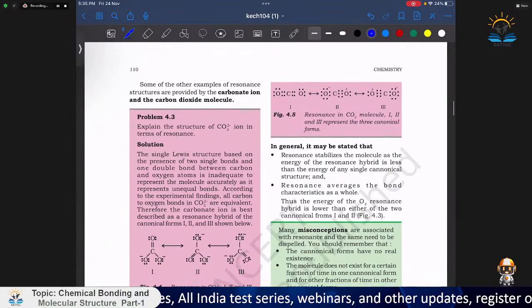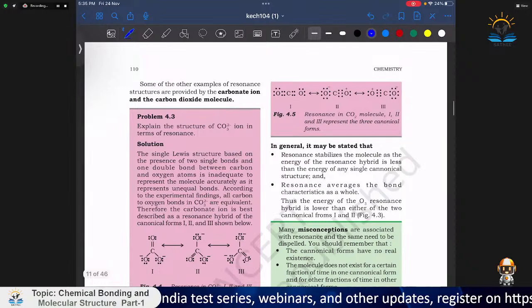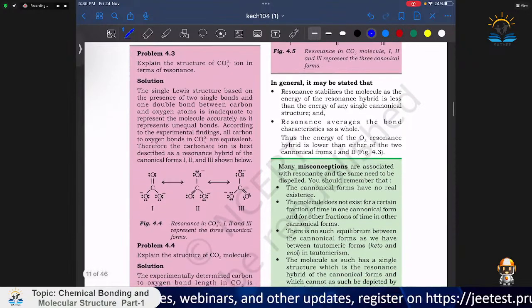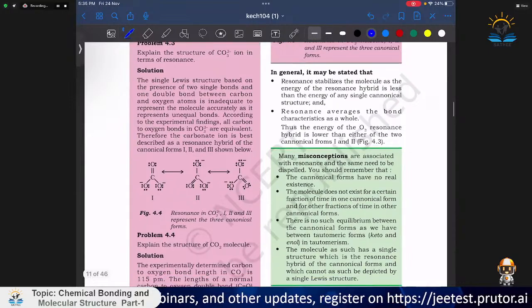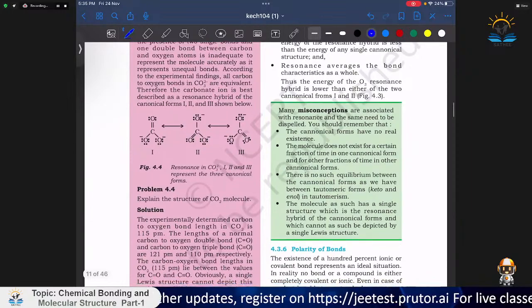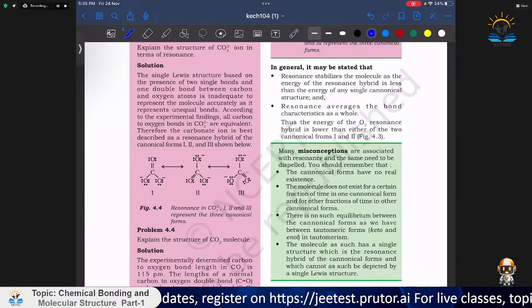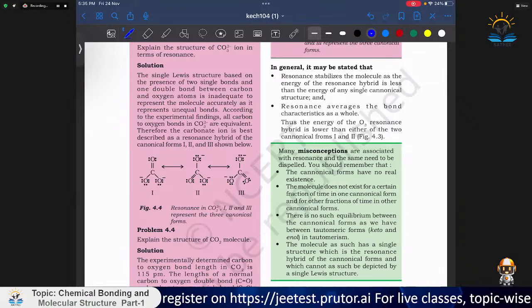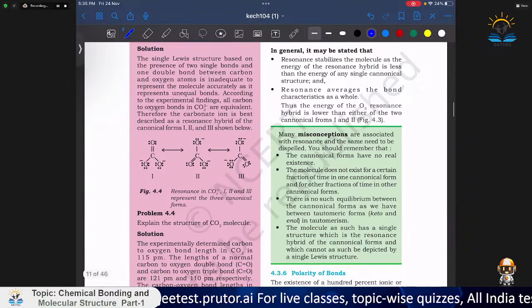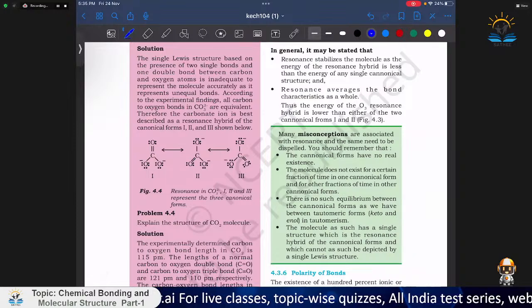For resonance, you need a charge. You need either charge, or double bonds, alternate double bonds, or double bonds with single bonds and charges, something like that. In general, resonance stabilizes the molecule as the energy of the resonance hybrid is less than the energy of any single canonical structure. Then resonance averages the bond characteristics as a whole. It has averaged the bond energies, the bond length, the bond order. Everything has been averaged for resonance.